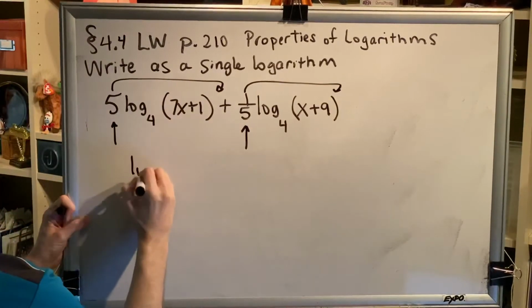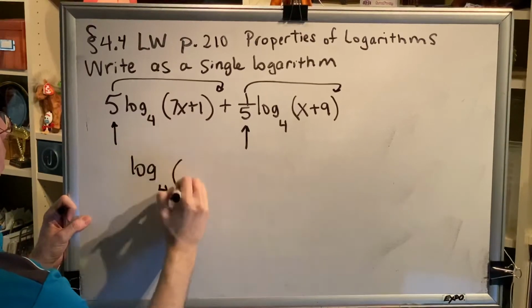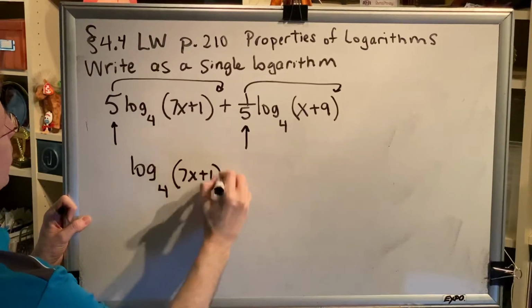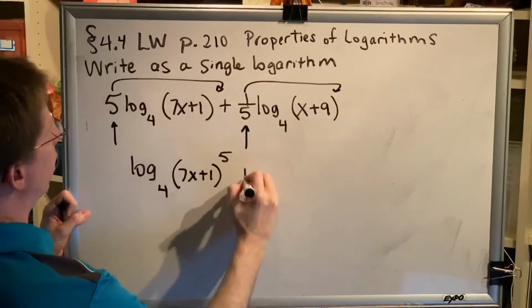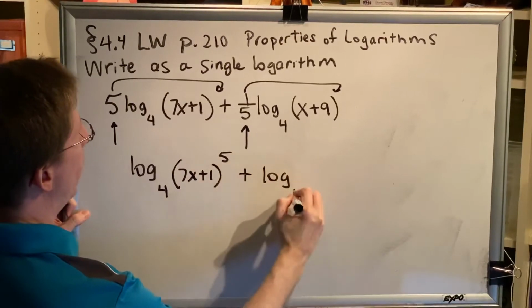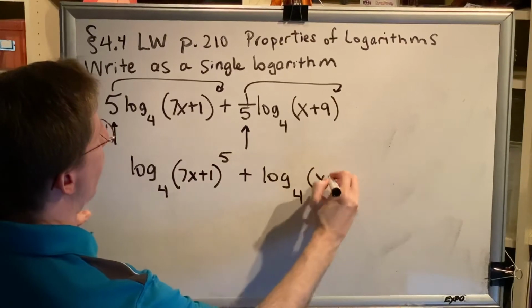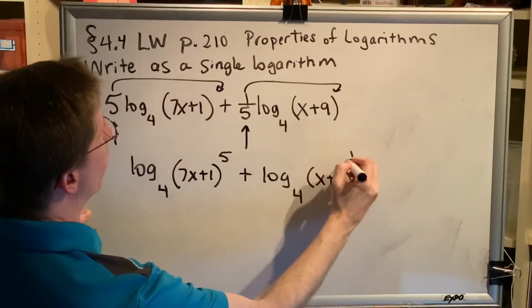So this is going to give us log base 4 of the sum 7x plus 1 to the 5th power plus log base 4 of the sum x plus 9 to the 1/5 power.